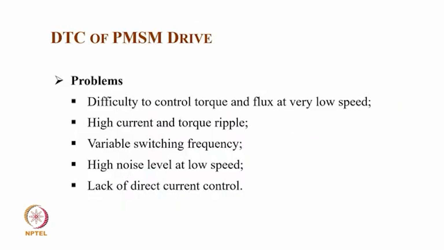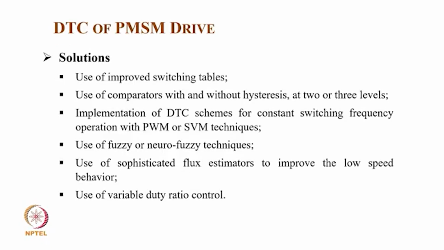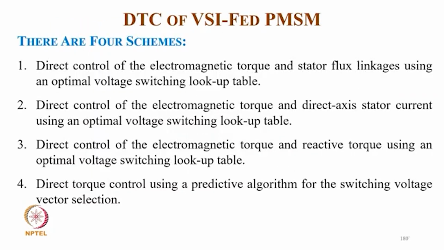So the problems, of course, in DTC are difficulty to control torque and flux at very low speed, high current and torque ripple, variable switching frequency, high noise level at low speed, and lack of direct current control. The solution is the use of an improved switching table and use of comparators with and without hysteresis at 2 or 3 levels, and implementation of the direct torque control scheme for constant switching frequency operation with PWM or space vector modulation technique. Use of fuzzy or neuro-fuzzy technique, use of a sophisticated flux estimator to improve the low speed behavior, and use of variable duty ratio control.